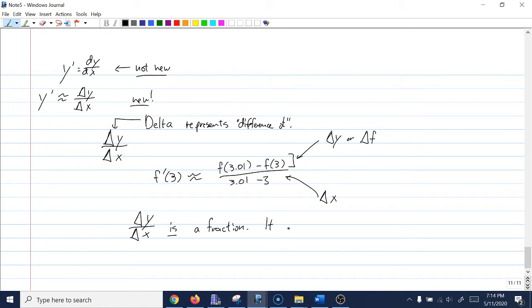It's names we give to the differences we use approximating derivatives. Right? So, how does this get used?